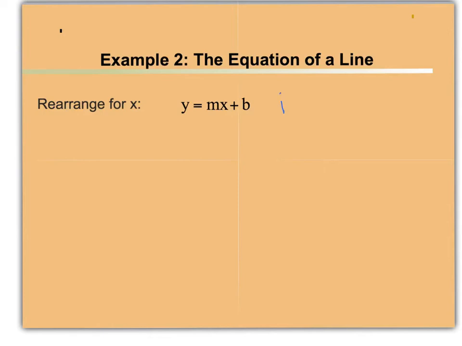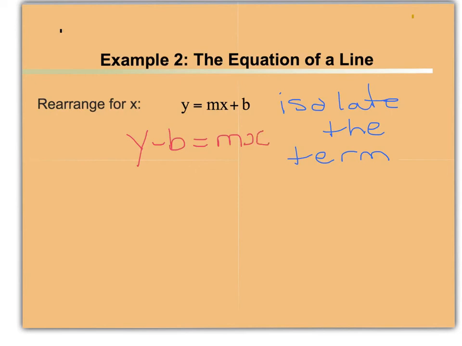Remember, our first step is to isolate the term. So we're going to isolate the term that contains the variable. So we're going to be isolating mx. mx is being added with b. So I'm going to subtract b on the other side of the equation. I've isolated the term. Now the next step would be to isolate the variable.